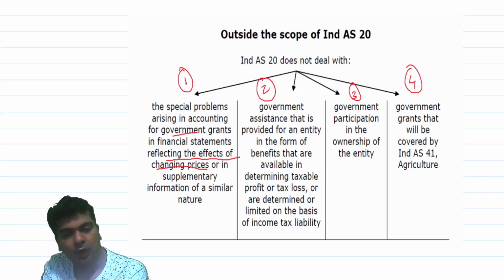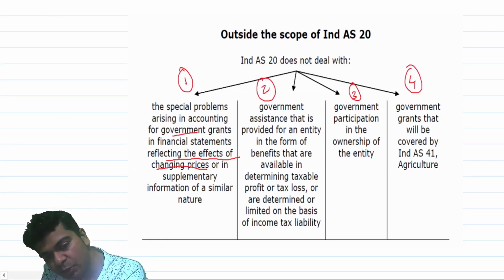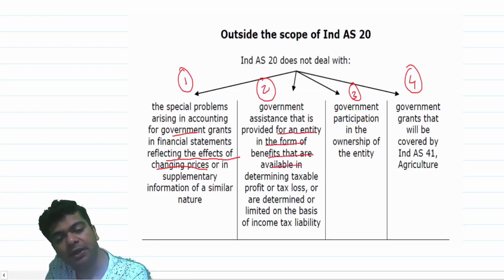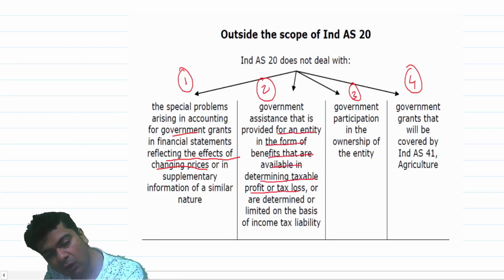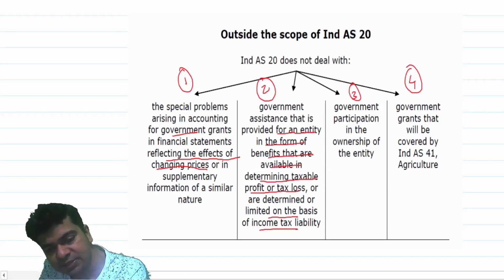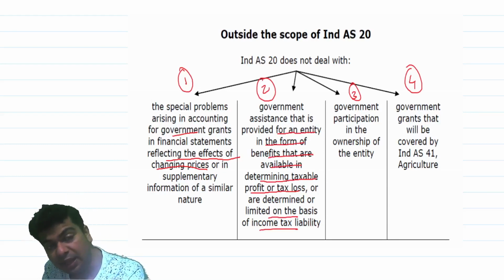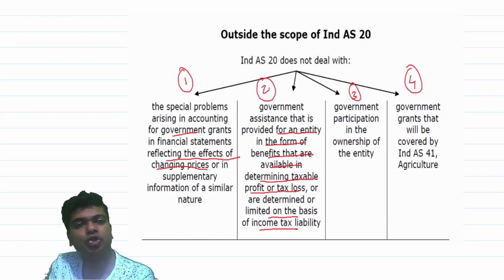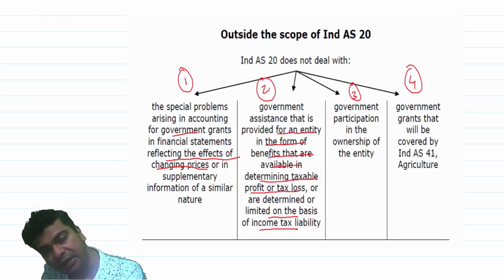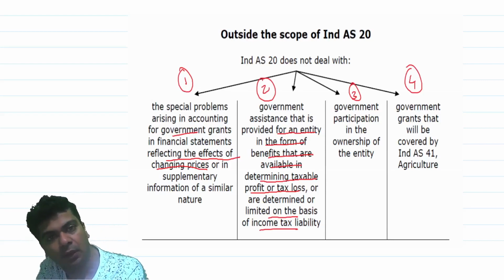Second, government assistance that is provided for an entity in the form of benefits that are available in determining taxable profit or loss or are determined or limited on the basis of the income tax liability. Any government assistance which will ultimately become a part of your computation of taxable income, that will also not be covered by Ind AS 20.